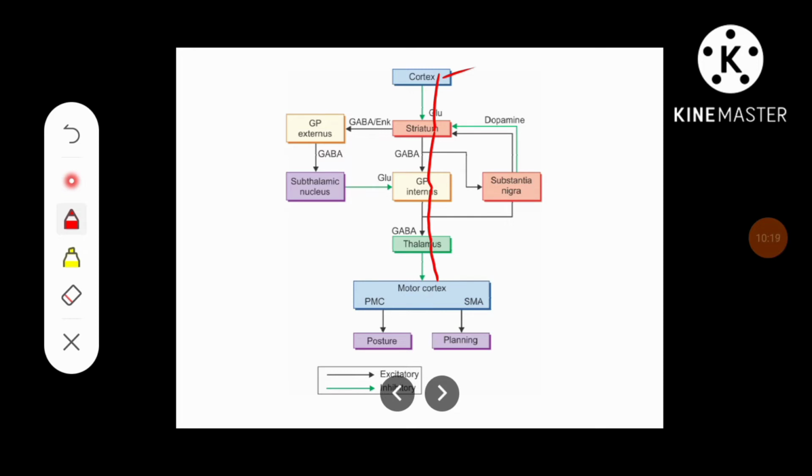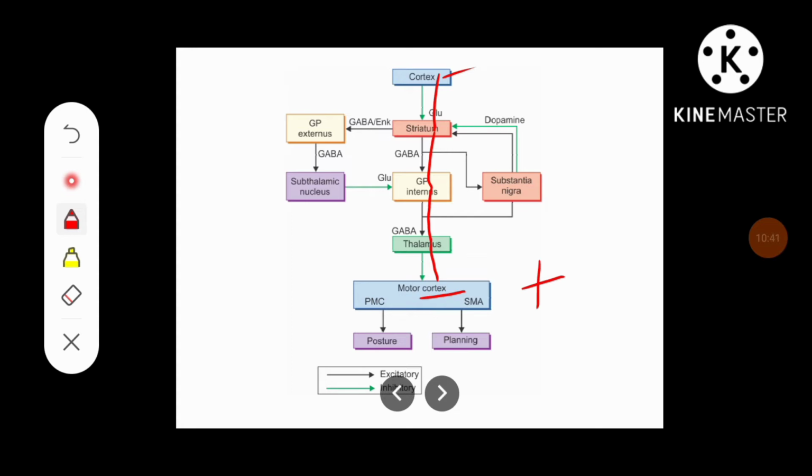Okay, so here the striatum inhibits the globus pallidus interna, and the globus pallidus inhibits the thalamus. That causes disinhibition, and stimulation of the striatum excites the motor cortex. Okay, so the direct pathway is always excitatory.